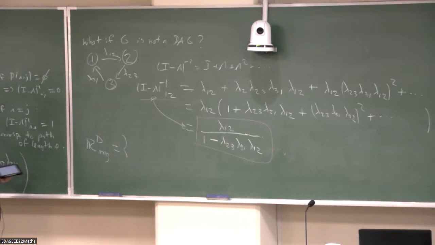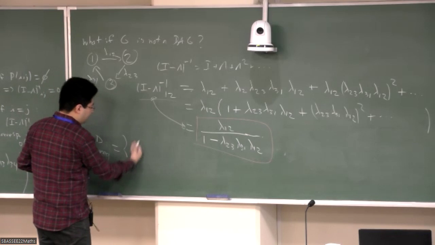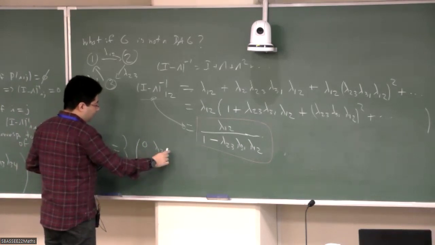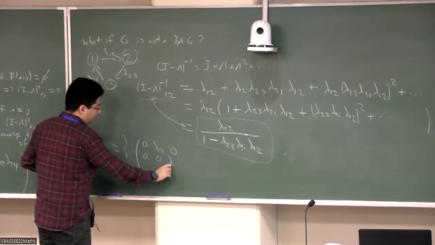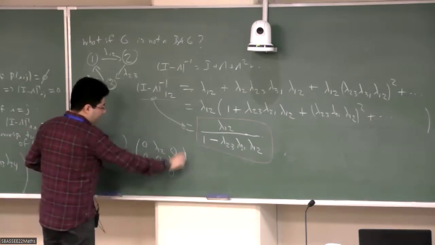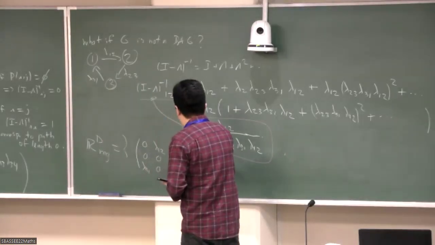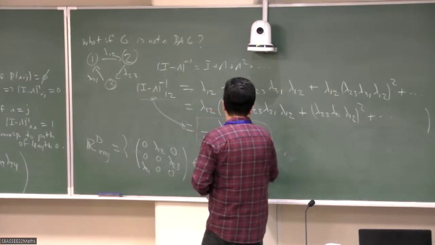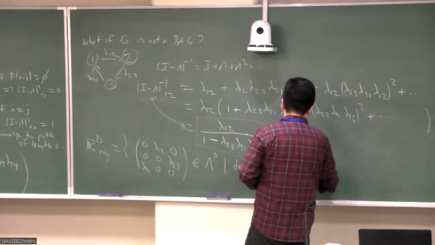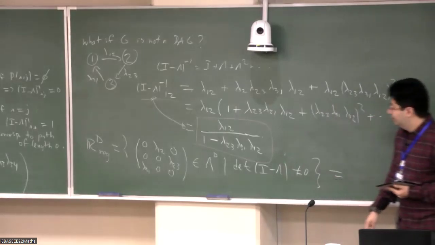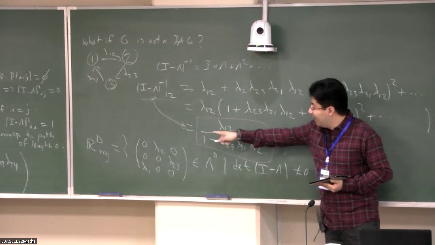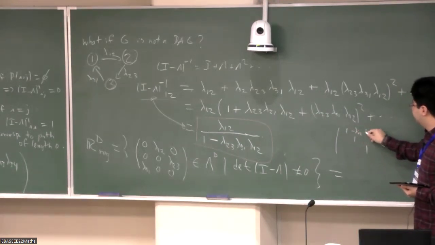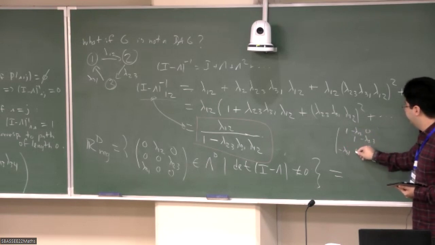Right, so R_D reg, by definition, in this case is all the lambdas. Maybe let me write them explicitly, because our lambdas are now lambda 1,2, 0, 0, 0, lambda 2,3, lambda 3,1, 0, 0. So all lambdas such that the determinant of identity minus lambda is not 0. And what is that? In this case, you have the determinant of 1 minus lambda, with entries minus lambda 1,2, 0, minus lambda 2,3, minus lambda 3,1, 0, 0.